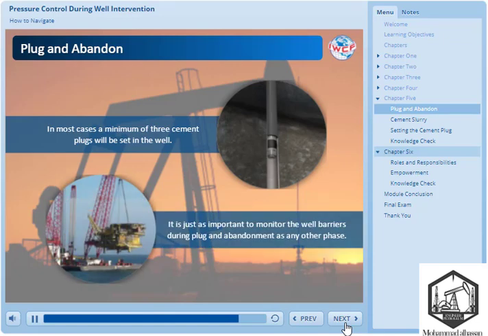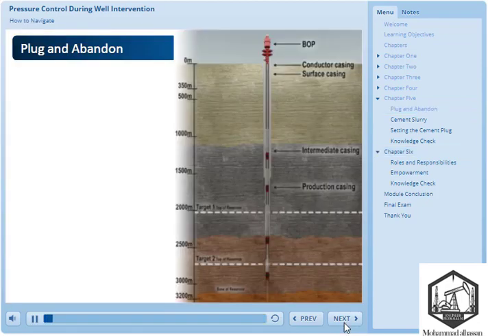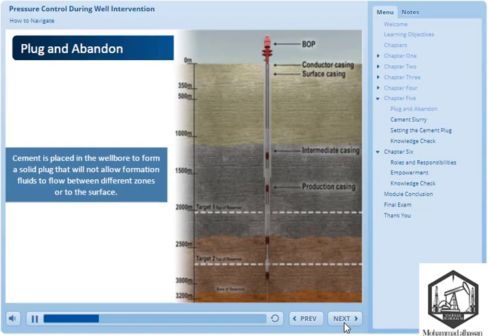Note that it is just as important to monitor the well barriers during plug and abandonment as any other phase of the well's life cycle. During plug and abandon operations, cement is placed in the wellbore to form a solid plug that will not allow formation fluids to flow between different zones or to the surface.